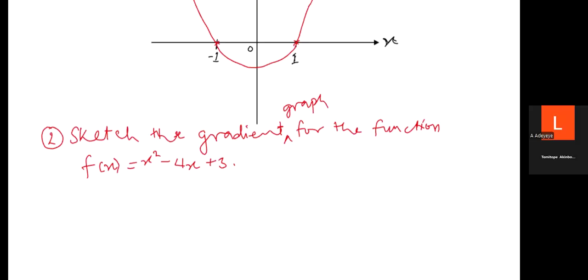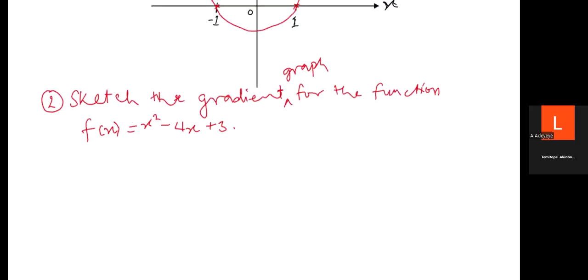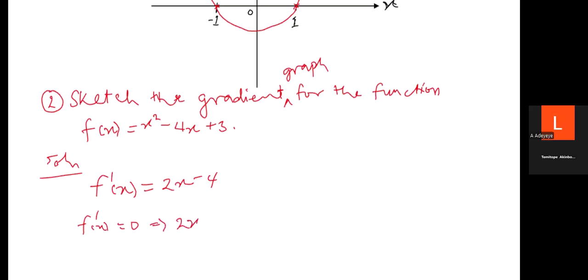What's your derivative? 2x minus 4. So f prime of x is 2x minus 4, correct? f prime of x equals 0 at the turning point. 2x minus 4 is 0, 2x equals 4, x equals 2. So we have only one critical number, isn't it? Yes, sir.